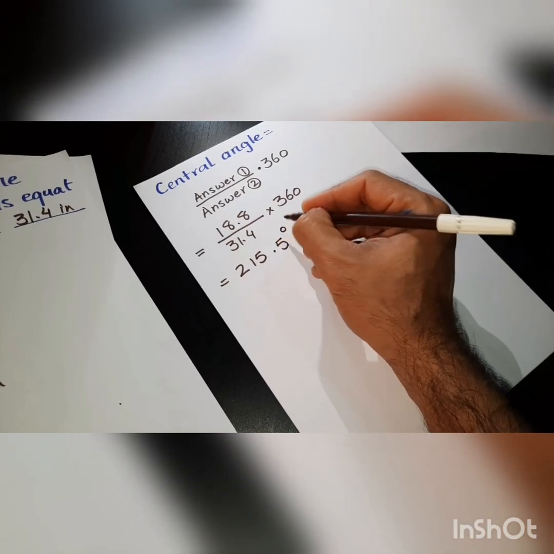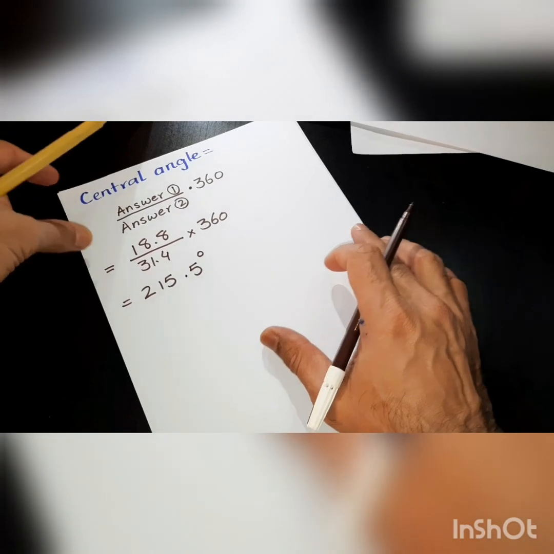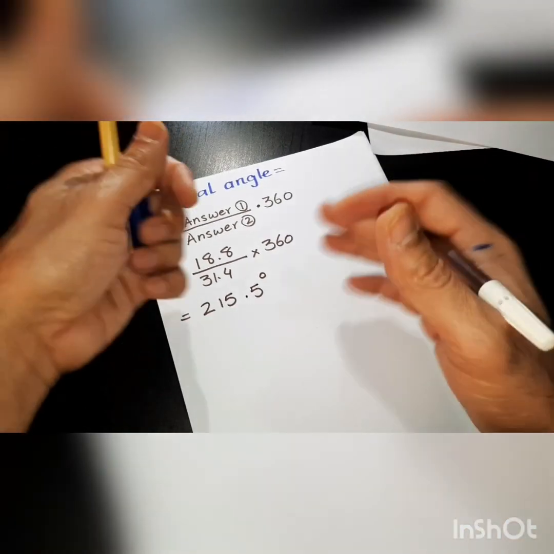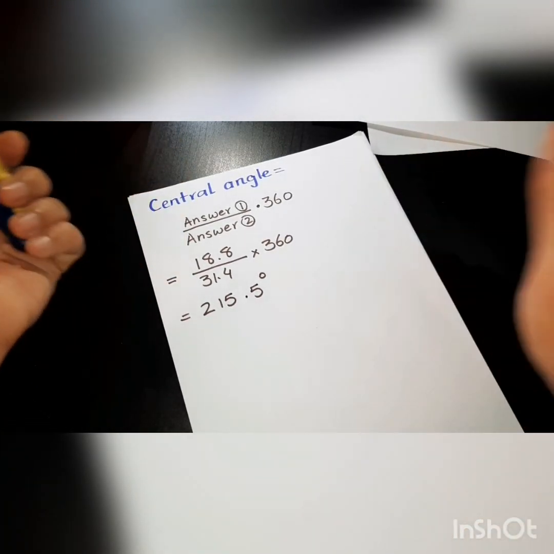When you multiply this and use your calculator to find this value, that is going to be 215.5. So what you need to do is to show all these steps on a sheet of paper and upload it in Google Classroom.